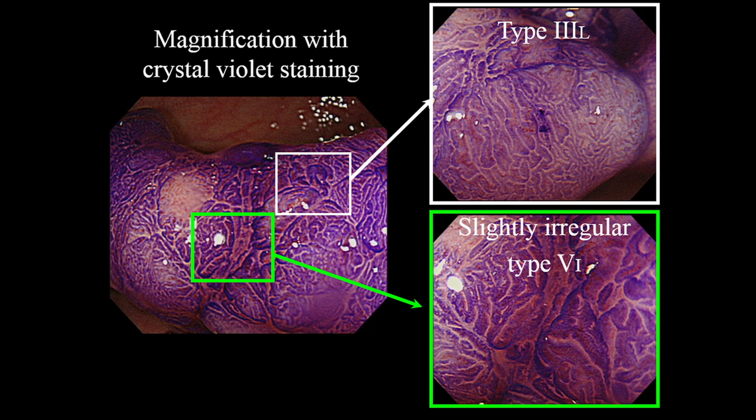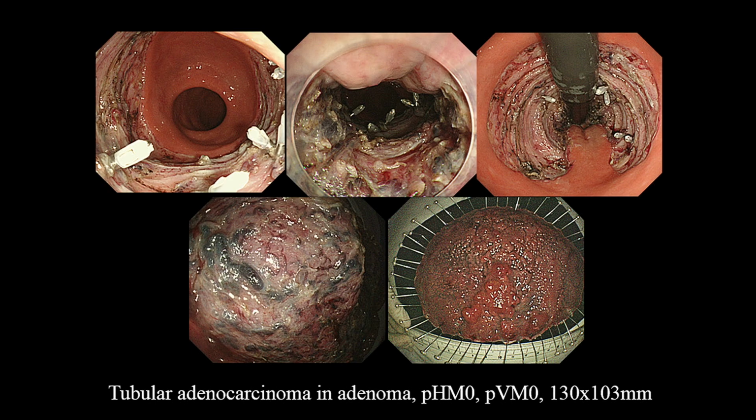Again, we conducted crystal violet staining and magnification. Most of the surrounding tissue showed a regularly arranged type 3L pit pattern, but as I mentioned, some of the lesion had already changed to a cancerous component. That's why it looks like a slightly irregular type 5I pit pattern. So we decided to do ESD because we judged this as a mucosal cancer. Actually, it was a 13 centimeter mucosal cancer. Of course, there was some benign adenoma component remaining in the surrounding tissue.